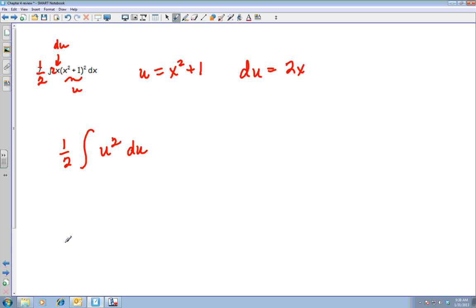So now I'm ready to integrate. I have my 1/2 u to the third over 3 plus c. So this is 1 over 6 really, 1/6. Substitute your u back in, x squared plus 1 to the third plus c.